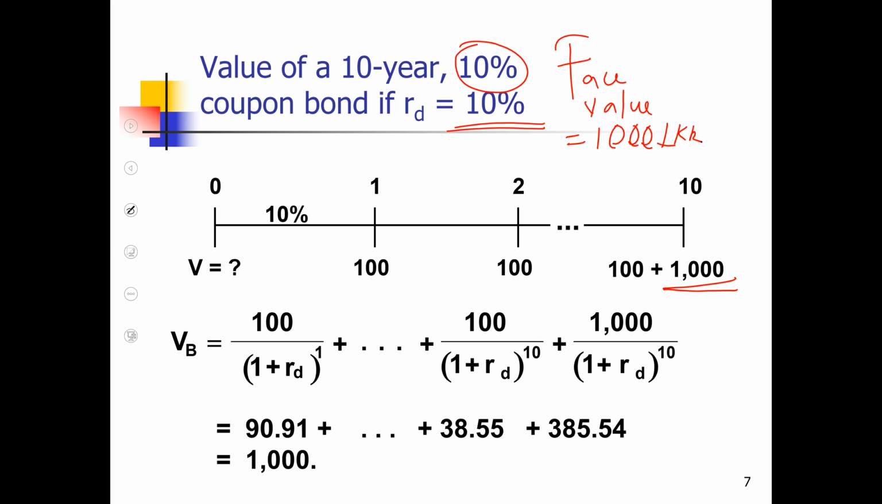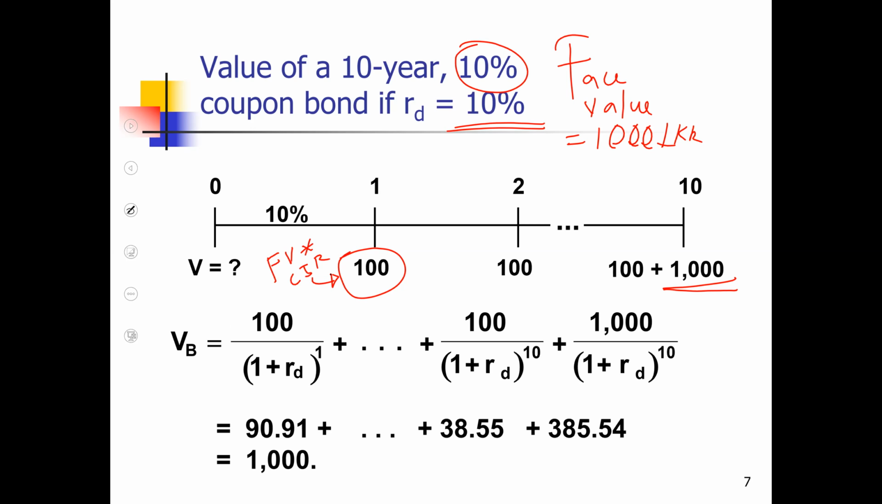Then the value of this bond should be the present value of the future expected receivings. How did we calculate this 100? It can be calculated by face value into coupon interest rate. Here 10% is the coupon interest rate. Face value is 1000. 1000 into 10%, 100.